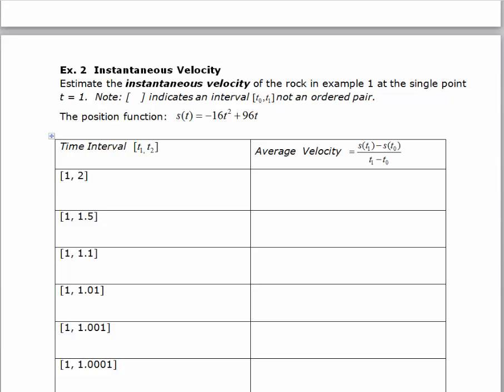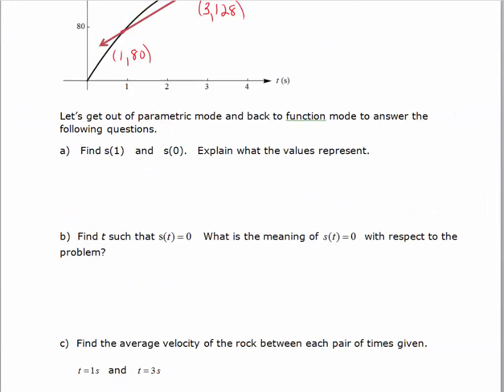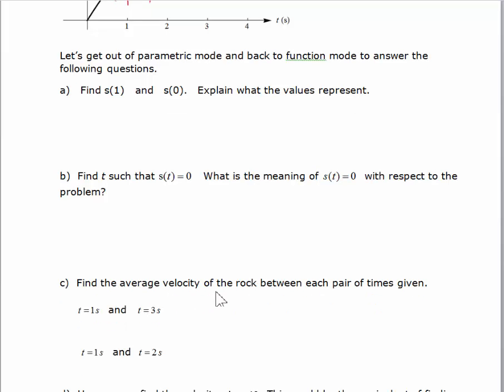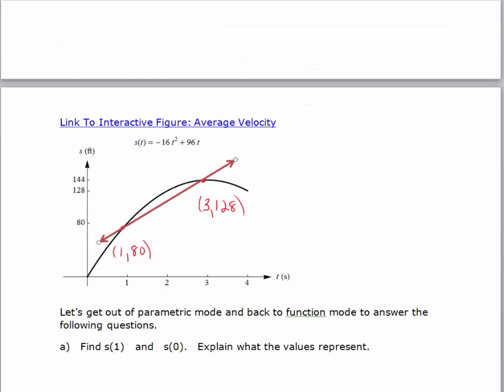Before I have you practice a few problems on your own, I'd like to look at a connection between the average velocity and the graph of the position function. So I'm going to have you go back a page to where we first found the average velocity of the rock on the interval from 1 to 3 seconds. So we're going to come back up to that graph.